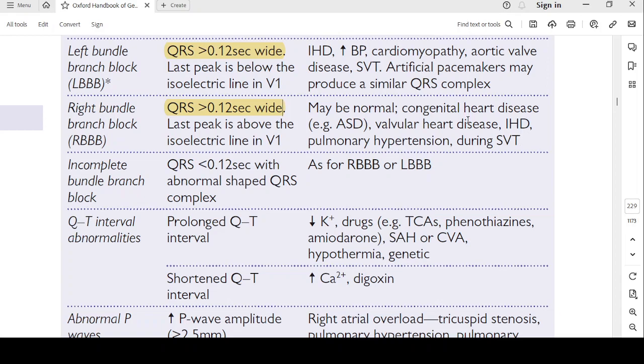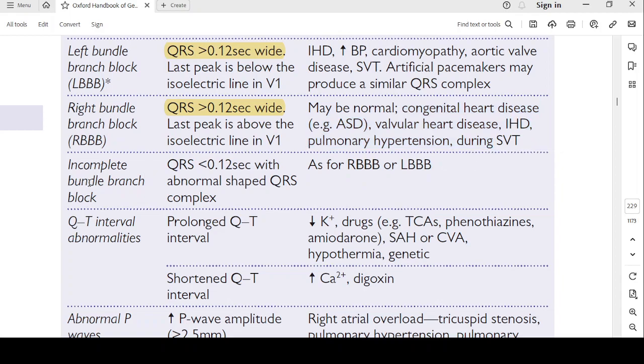So mostly these are related to the right ventricular problems, either congenital heart disease, right ventricular hypertrophy, ASD, valvular heart diseases, ischemic heart disease, pulmonary hypertension leading to right ventricular hypertrophy.